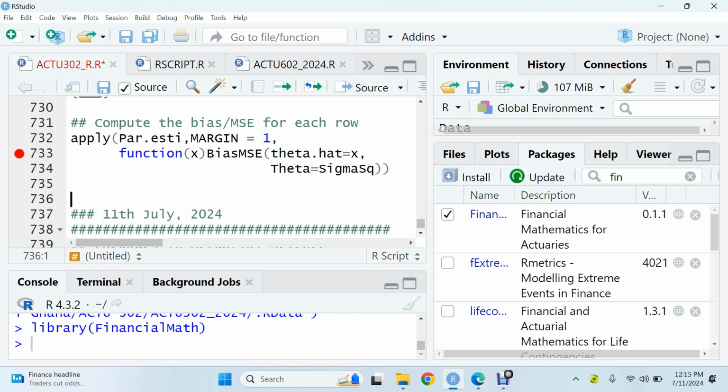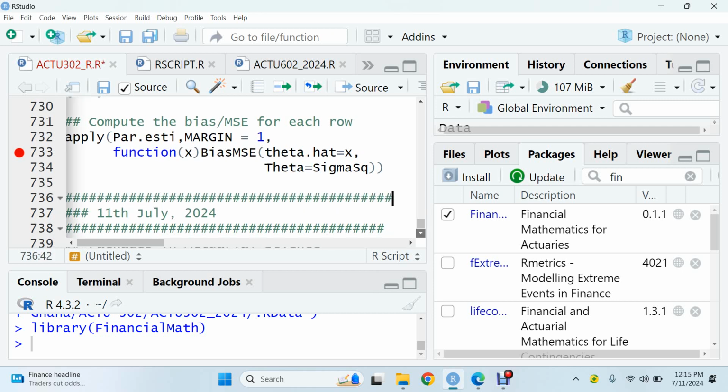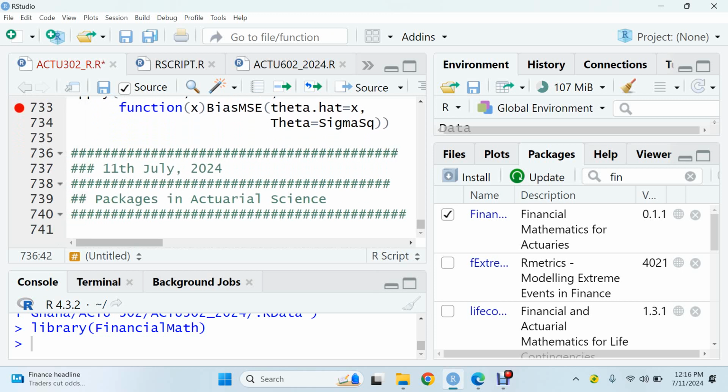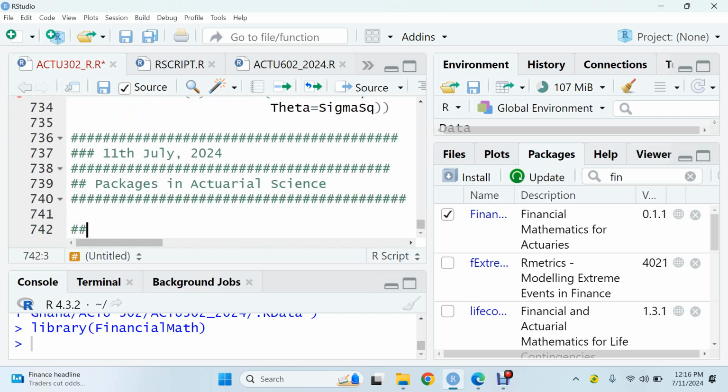Okay. So now, we said the first package we are looking at is financial math. So, one, the financial math package.